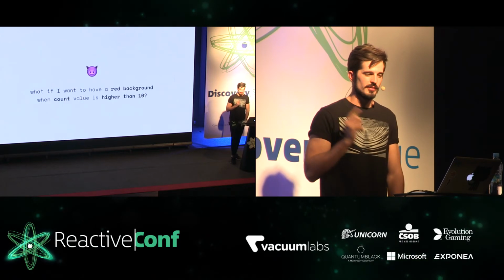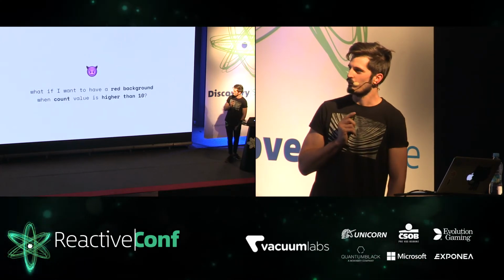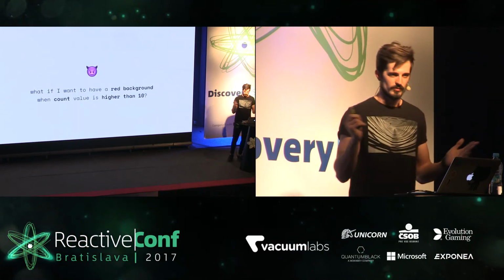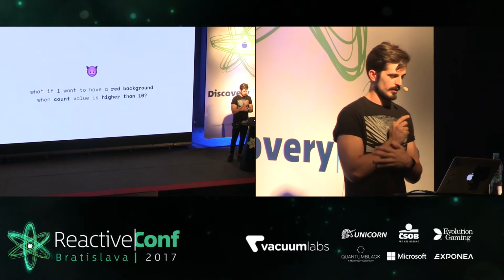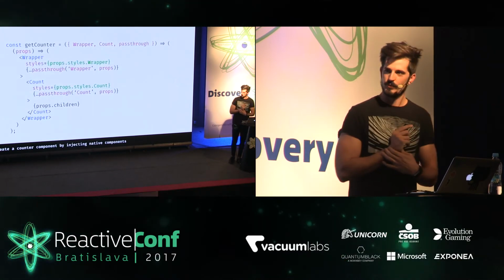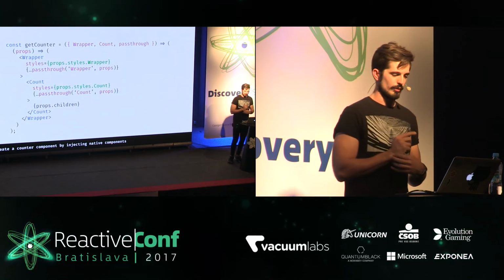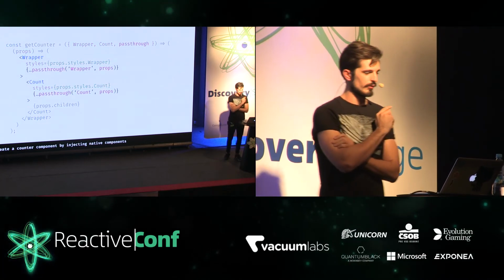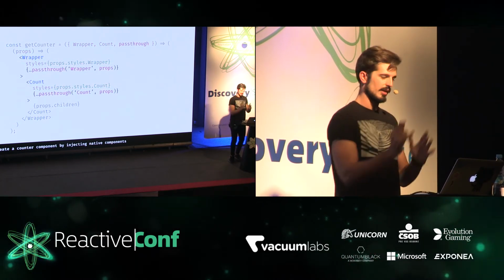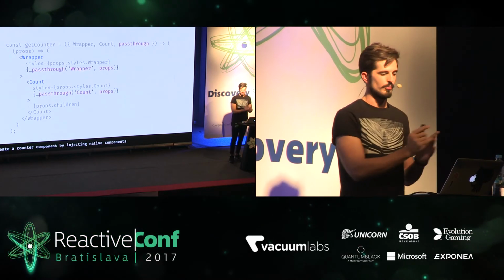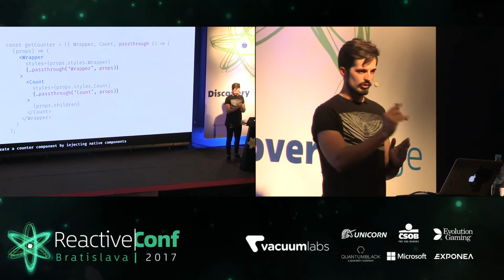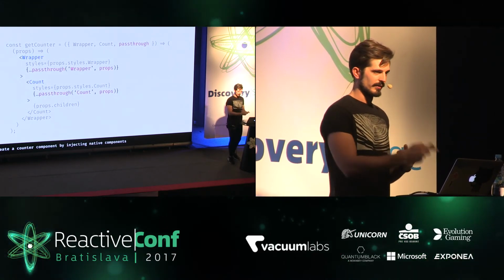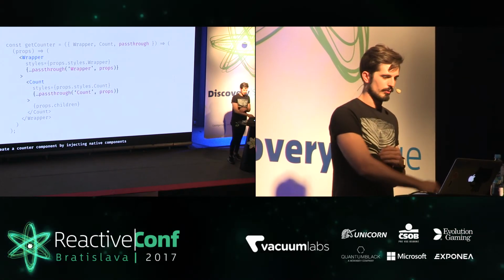So let's get evil, and let me put it this way. What if I want to have a red background where the counter value is higher than 10? For example, is that even possible? And this is my approach for that. You pass an additional property to this function, which is the pass-through function. This pass-through function has this contract: it has to return an object, and this object can be spread in each node. So this function can be used to decide what properties are going to be passed down to every single element inside of this component.